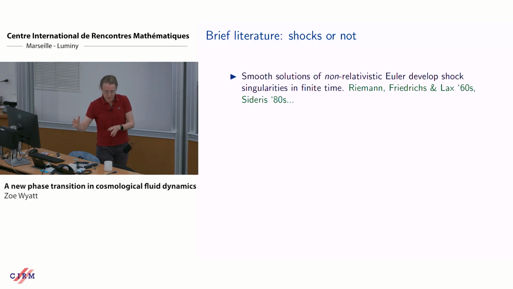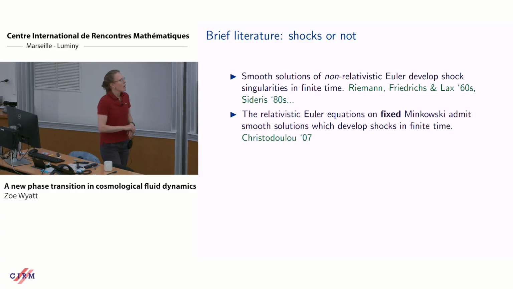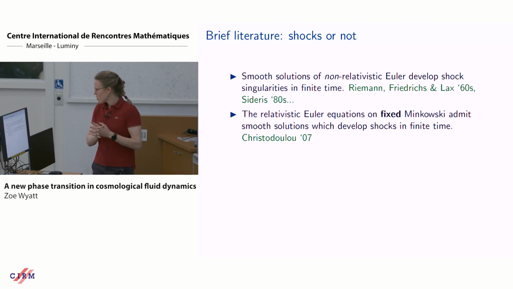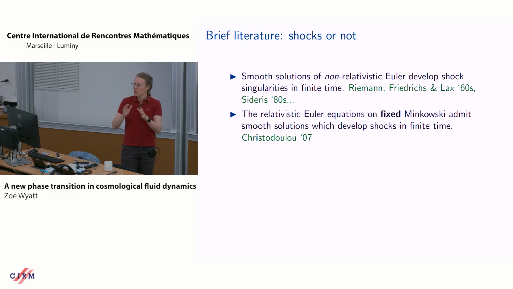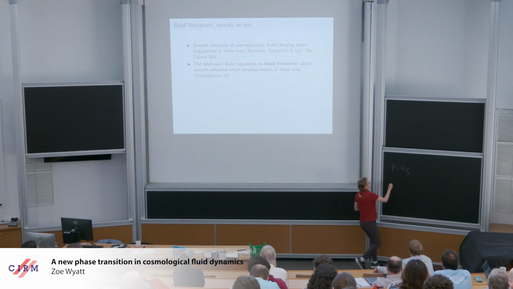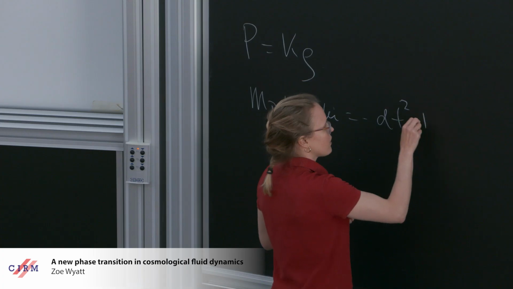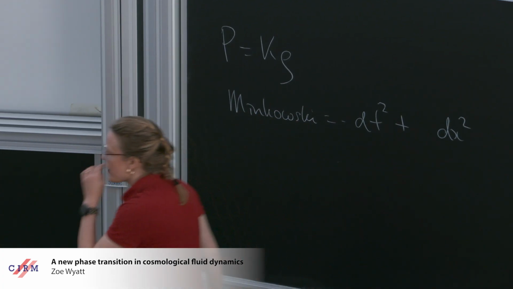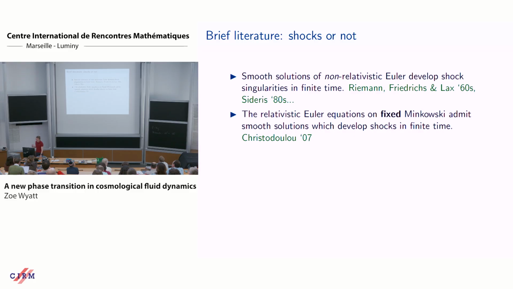So this is in the non-relativistic setting, and you say, well, what happens in the relativistic setting, in a world which is compatible with special relativity? The first big result in this direction was by Christodoulou. He looked at the relativistic Euler equations on a fixed Minkowski geometry. I'll write it down here because it will be useful later on. He fixed his metric and could show that for a large class of initial data, it would develop a shock in finite time.